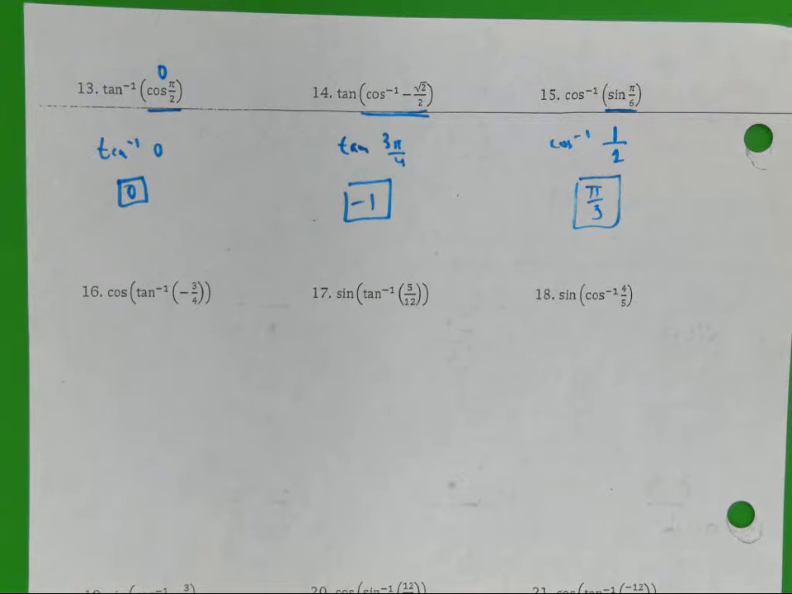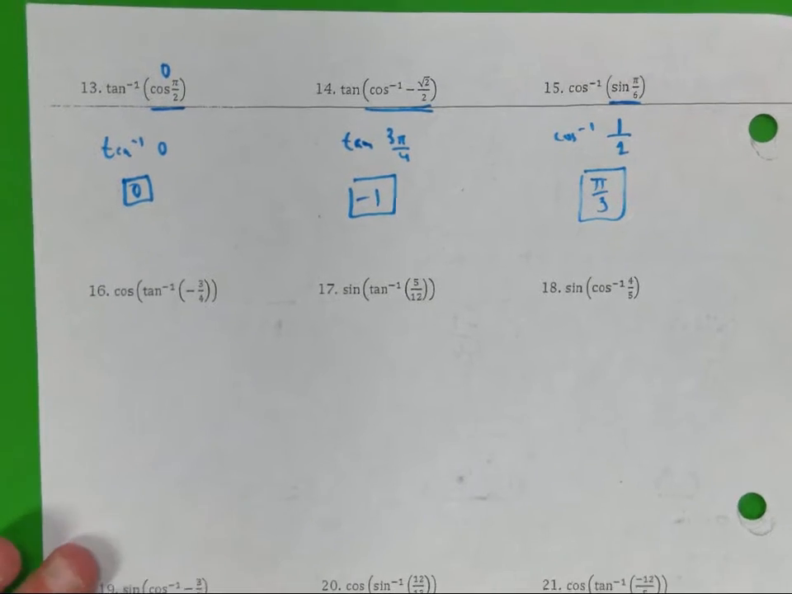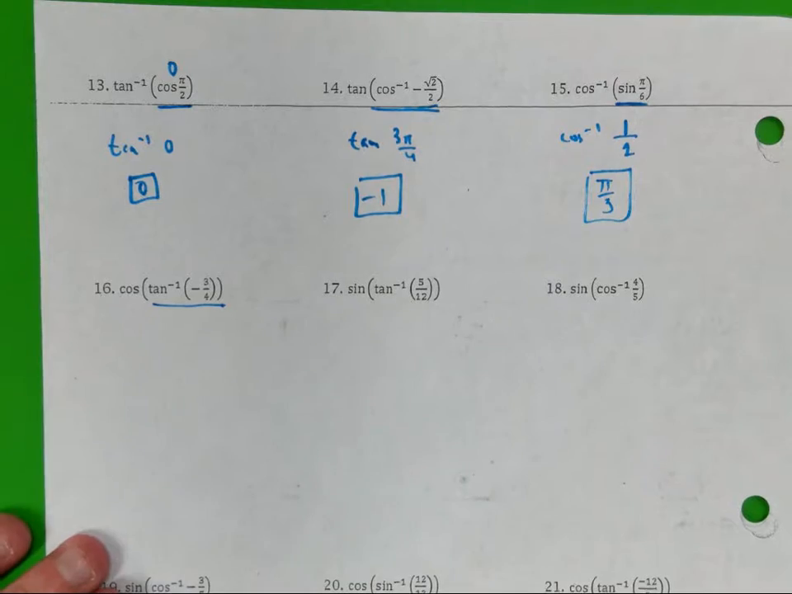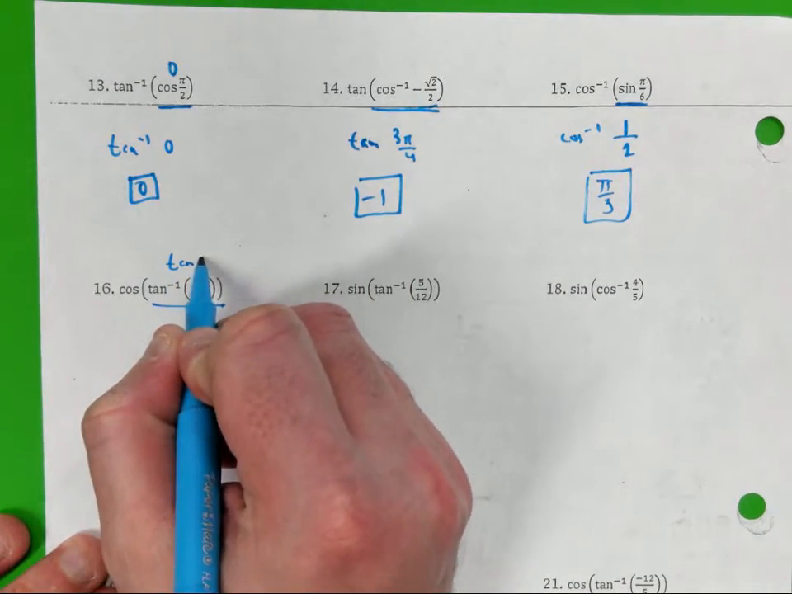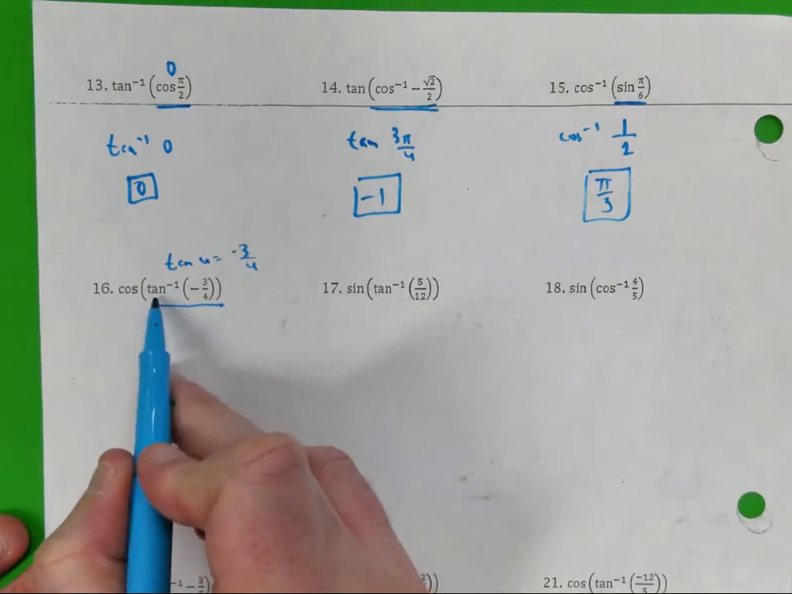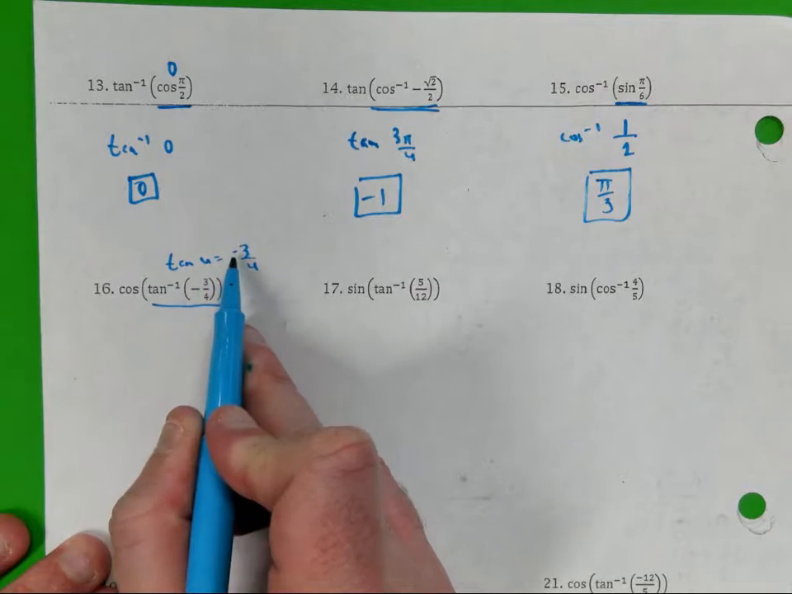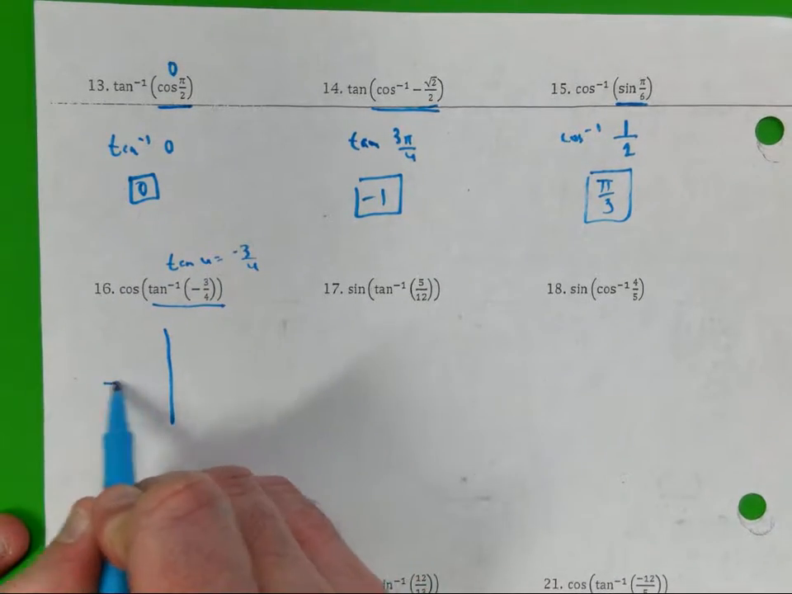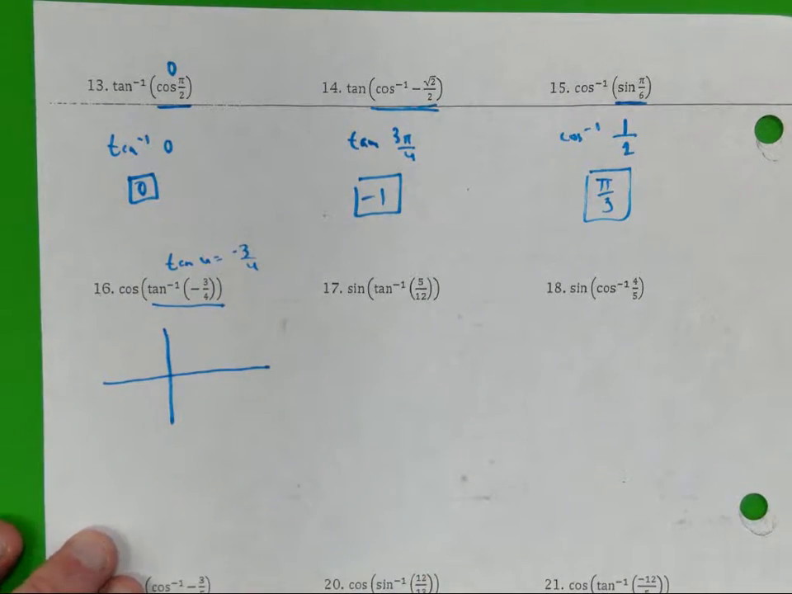Alright, so what you do, guys, is you look inside and you set it up as tangent of u equals, don't let this get you confused, just watch me. Instead of putting arctan, let this be tan u equals negative 3 over 4. Don't let the symbol get you all confused. I'm going to explain that in a minute, okay?